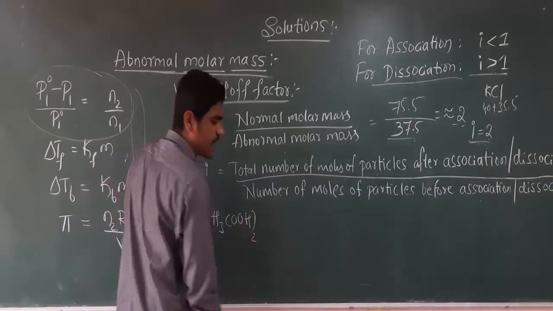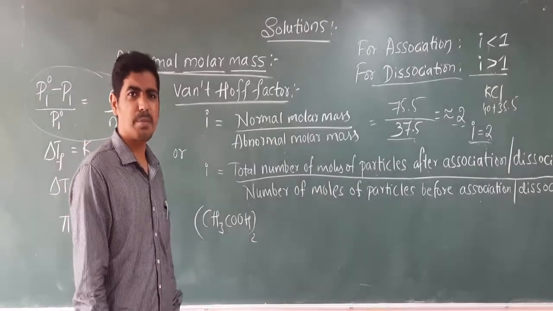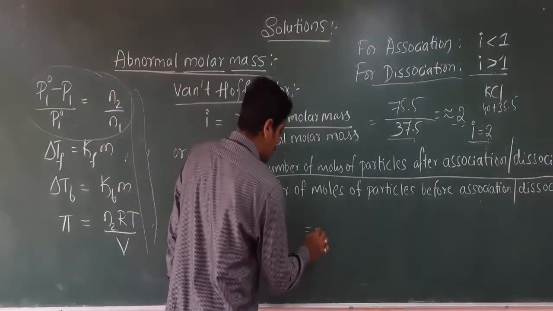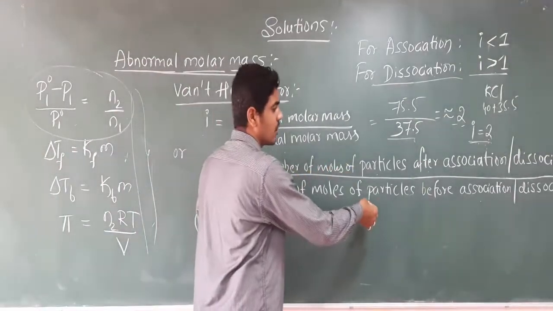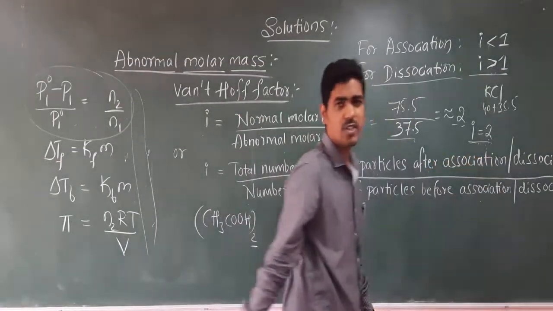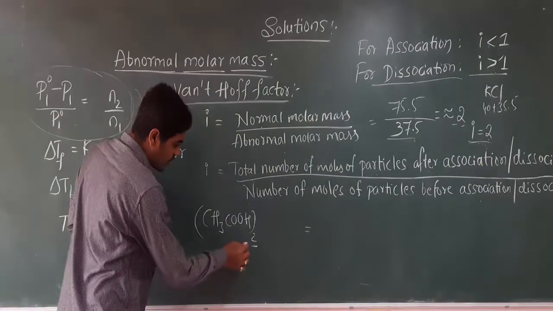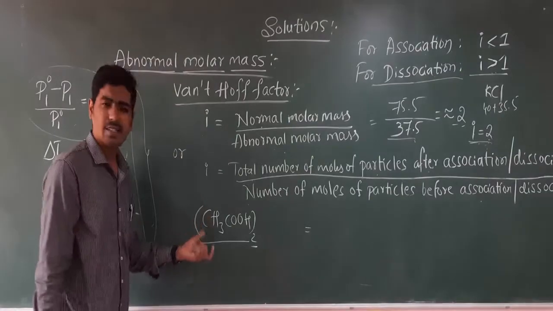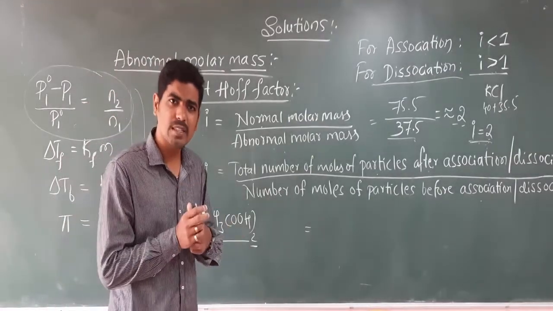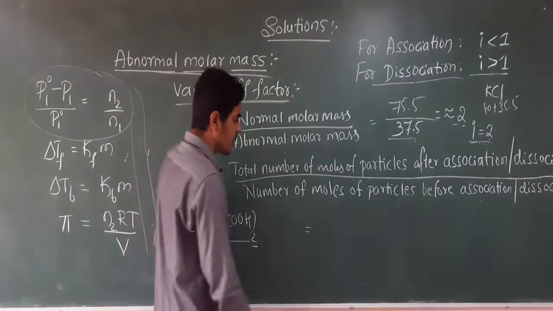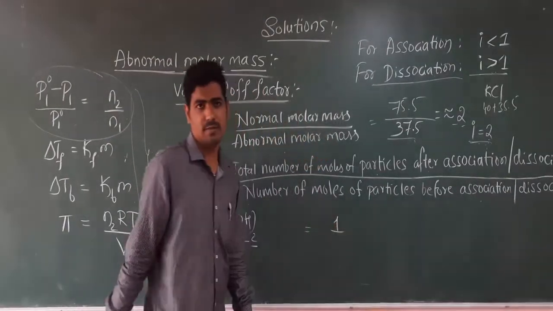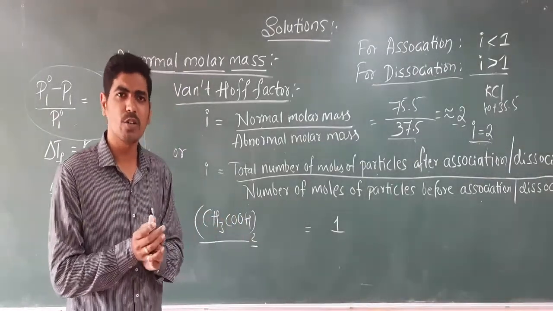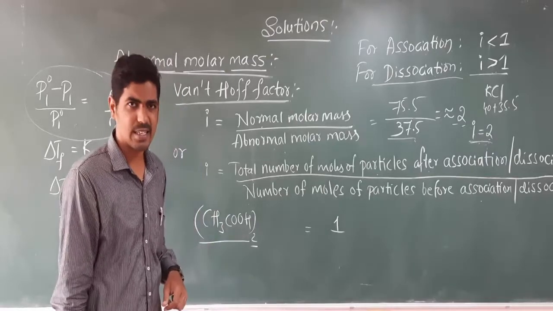CH3COOH twice, already I have taken it as an example. Now how many molecules are there? 2 molecules. Now substitute the values. Total number of moles of particles after association or dissociation: when the acetic acid is dissolved in benzene, it will undergo association, and hence it combines and dimerizes, and the number of particles will become 1, because the two particles will combine to form a large molecule, that is a dimer of acetic acid.